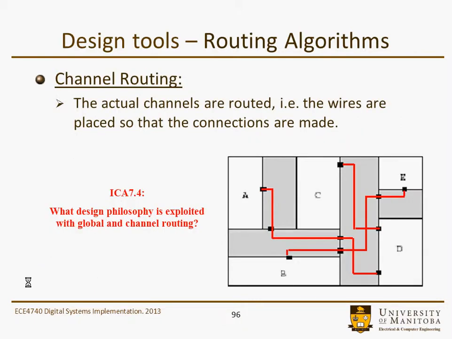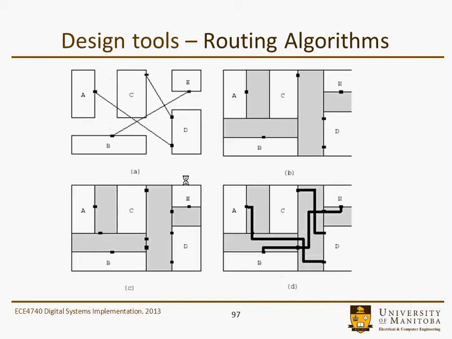So here's an example of the channel routing that's taken place. It shows each of the channels routed up. Basically the in-class assignment here is: what design philosophy is exploited with global and channel routing? Hopefully it'll be apparent it's pretty much a divide and conquer type of strategy. And there's the picture of the steps there.